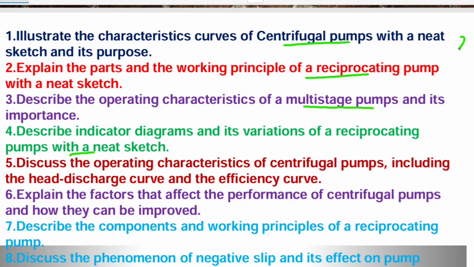The first four questions are very easy theory questions. The next question is operating characteristics of a centrifugal pump. These are important questions. Then explain the factors that affect the performance of centrifugal pumps and how they can be improved. The next question is components and working principle of a reciprocating pump. Then discuss the phenomenon of negative slip and its effect on pump performance. Here only 90 percent theory will come.